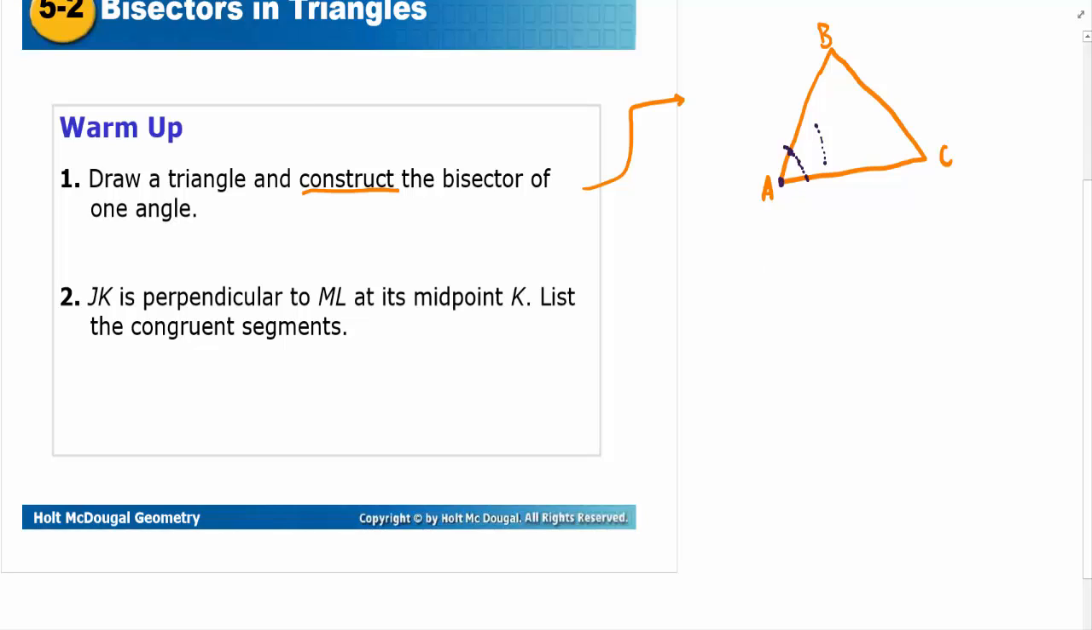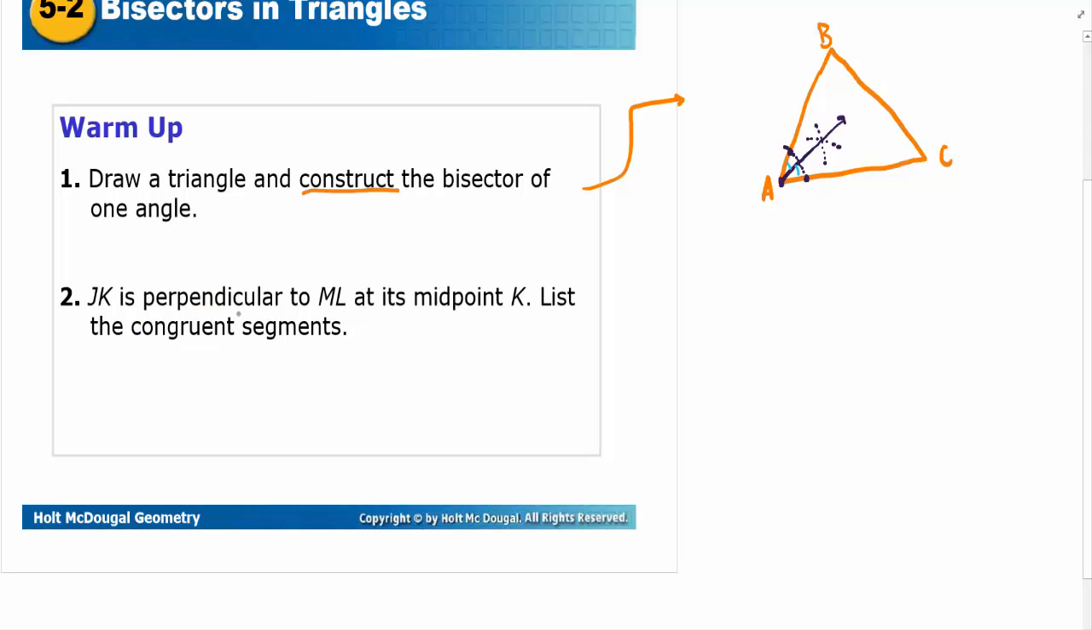Then take that pointy end of your compass, put it on the intersection of AC and your original arc. That's your pointy end right here, and draw your arc in the middle of your angle again. Your angle bisector should go from A and pass through the intersection of those two arcs. And then I'll use another color so it doesn't blend in here. But then you have your congruent angles right here. That's an angle bisector. Alright, so that's number one. Number two.